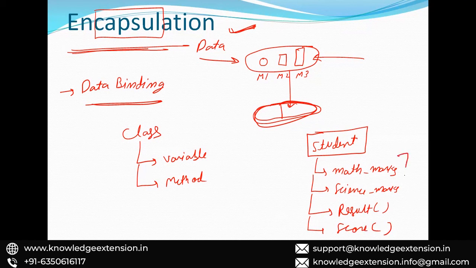So what we are doing is combining all of them into a class. All the data which I am binding in one format, or one class, is called Student. That's why it is called data binding, because all the data are bound into a single unit. That's why it is called encapsulation. Understood?